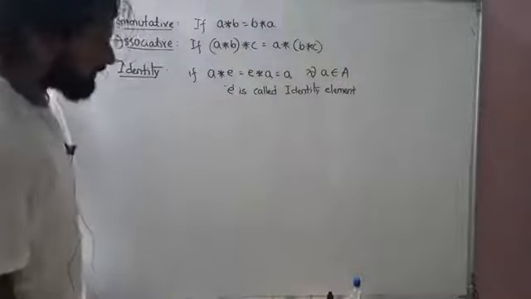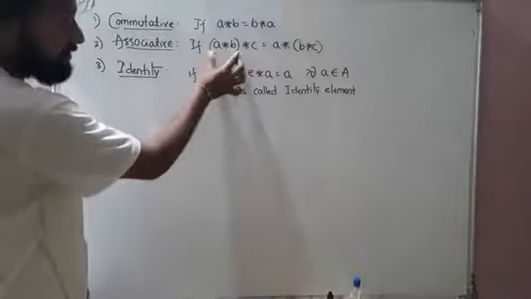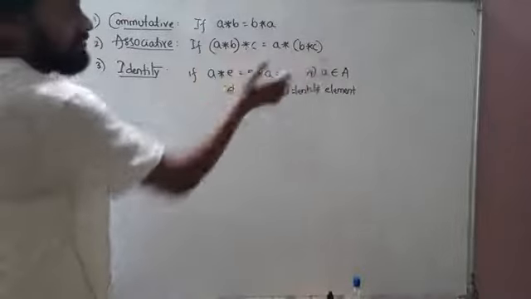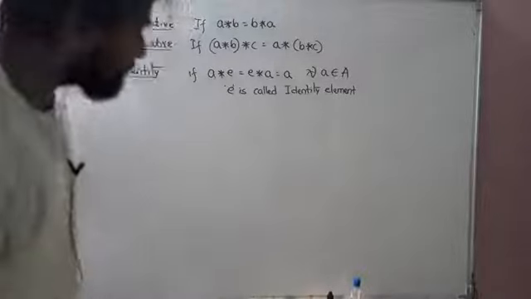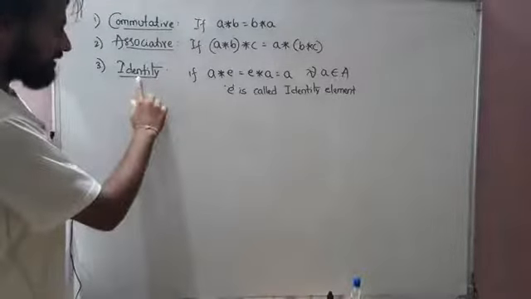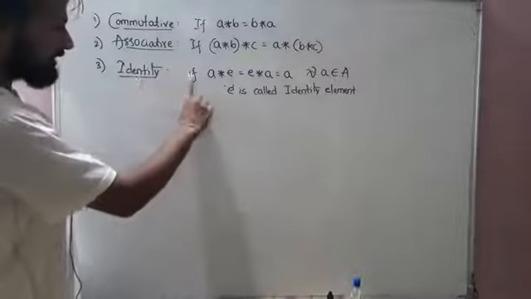This is like bracket shifting. You can see that initially the bracket is between A and B. Now the bracket is between B and C. We also call it bracket shifting. Okay. So now this is one interesting thing, identity.